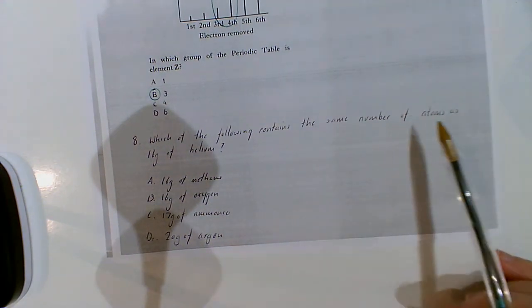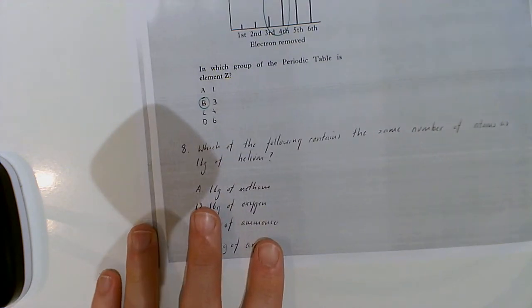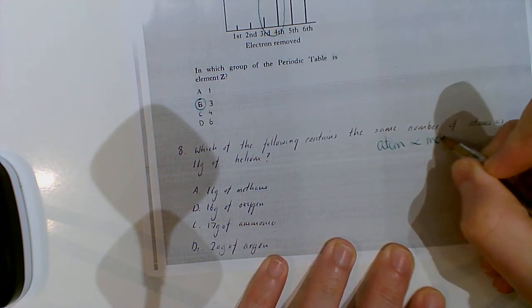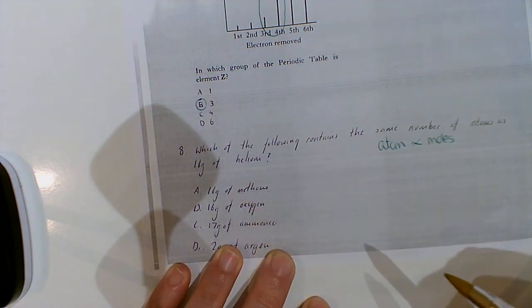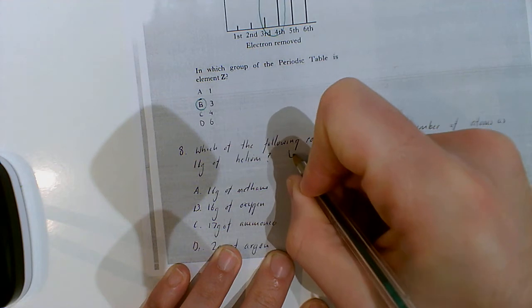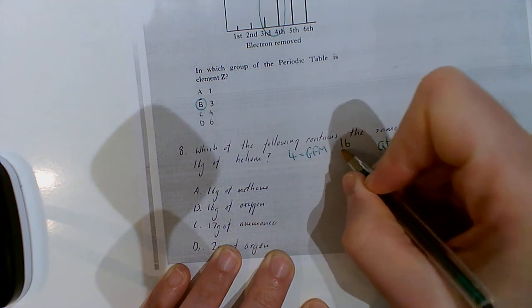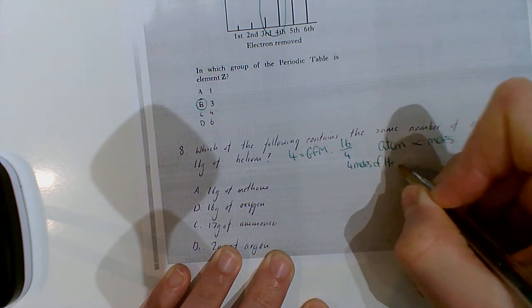Which of the following contains the same number of atoms as 16 grams of helium? So number of atoms, atoms is related to moles. So you can think about that as which one of these has the same number of moles of atoms as 16 grams of helium. So we need to think about how many atoms of helium are there, or how many moles of helium. Well, helium has a mass number of 4, so that would be its GFM. So 16 divided by 4 tells us we have 4 moles of He.